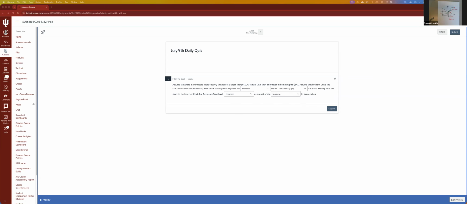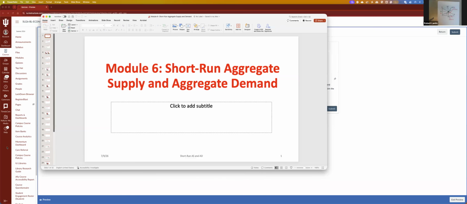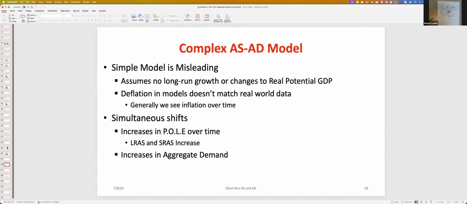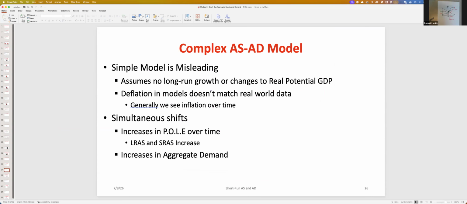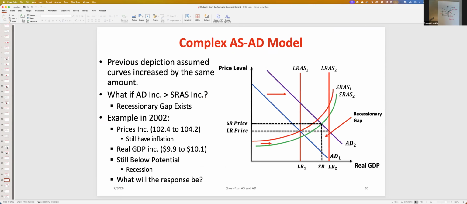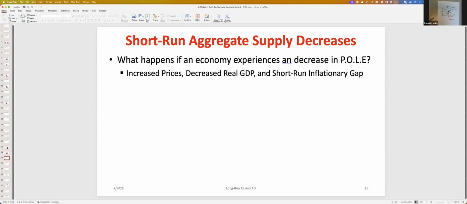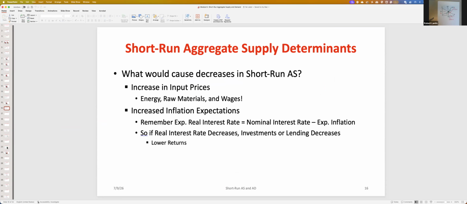The second thing that I want to point out here is, if we're looking at those module 6 slides, I kind of glossed over this effect yesterday. Where are we at here? I need to find my slide. Okay, here we go. I glossed over this and was more focused on just the direction of the shift in short run aggregate supply.